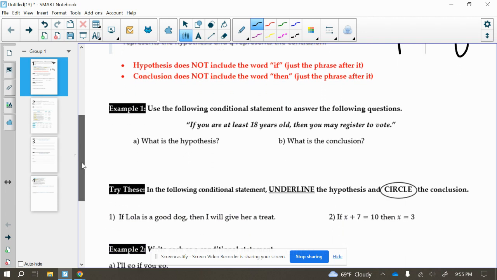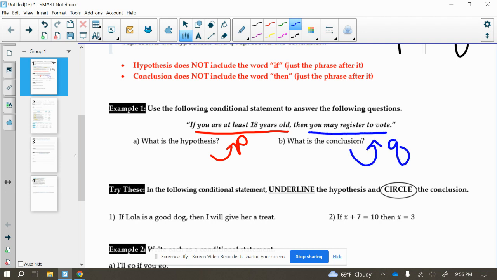So for this first example, we have this conditional statement. If you are at least 18 years old, then you may register to vote. What is our hypothesis? What is our conclusion? Well, our hypothesis, the P, will be this portion here. You are at least 18 years old. The conclusion then is you may register to vote. Again, that would be considered our Q.